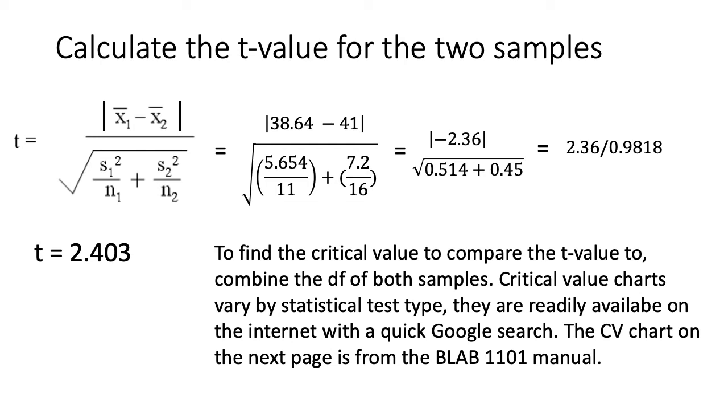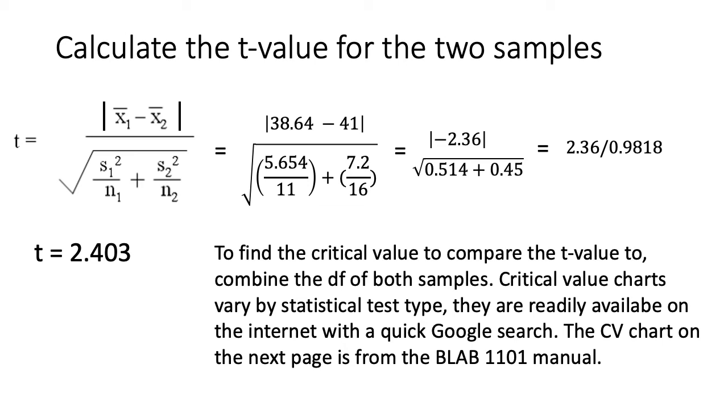So 5.6 divided by 11 gives us 0.514. 7.2 divided by 16 gives us 0.45. And again, we're doing the absolute value for this number here. It doesn't matter whether it's negative or positive, but you end up with 2.36 divided by 0.9818. And again, you add these up, then you take the square root of those numbers, and that gives you a t-value of 2.403.